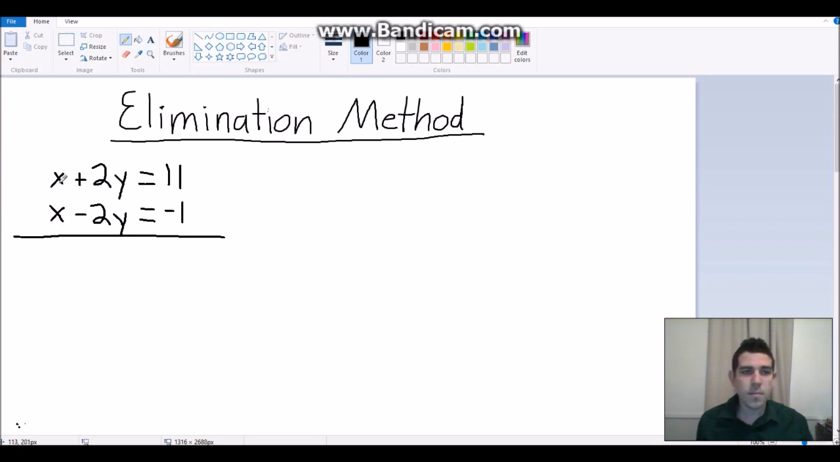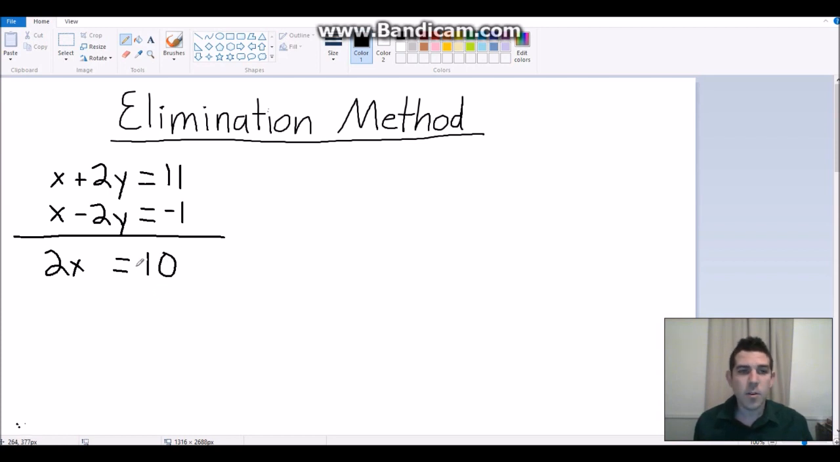X plus x makes 2x. Positive 2y and minus 2y make nothing. It's eliminated. The equal sign comes down. 11 and negative 1 make 10.